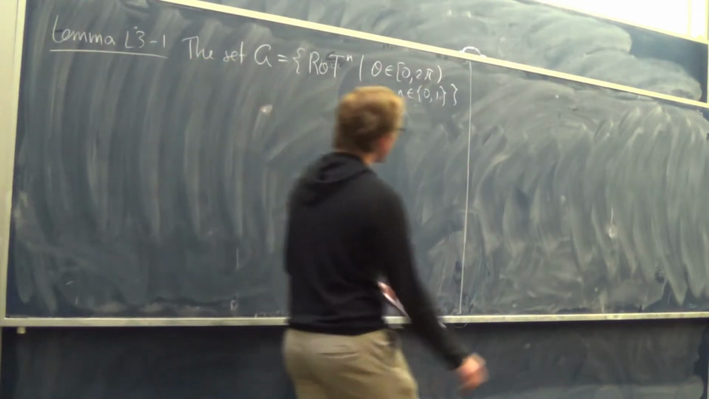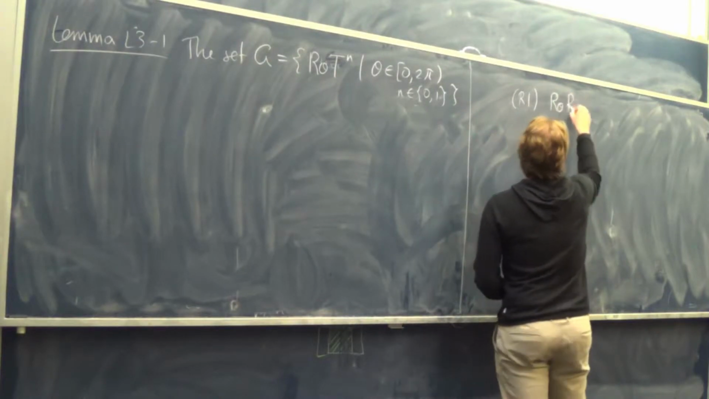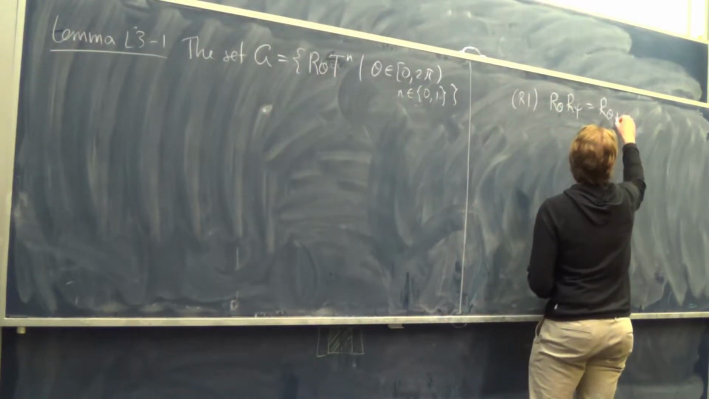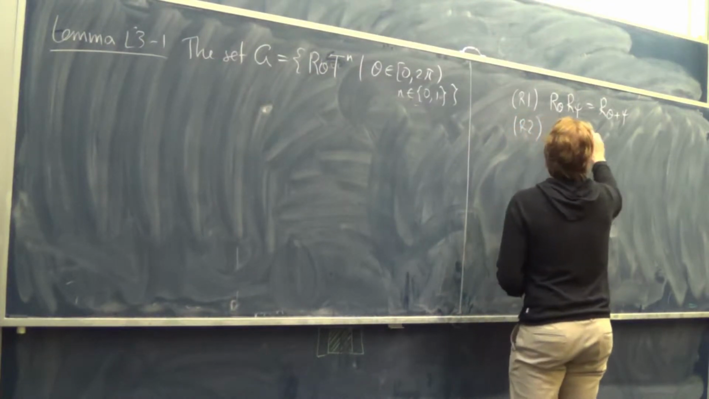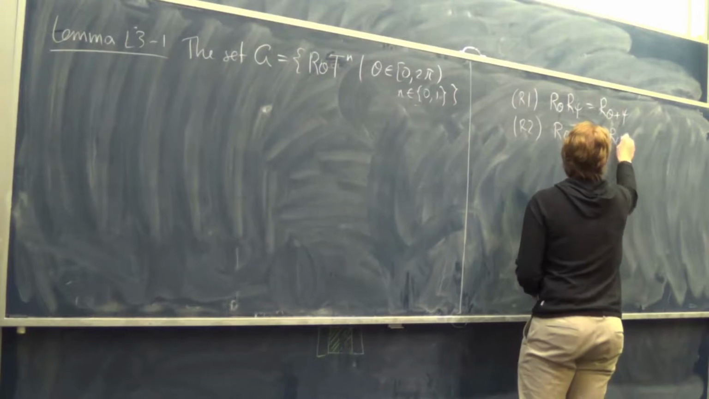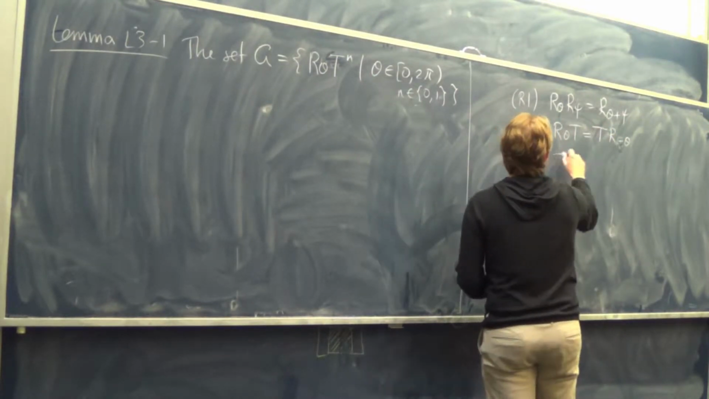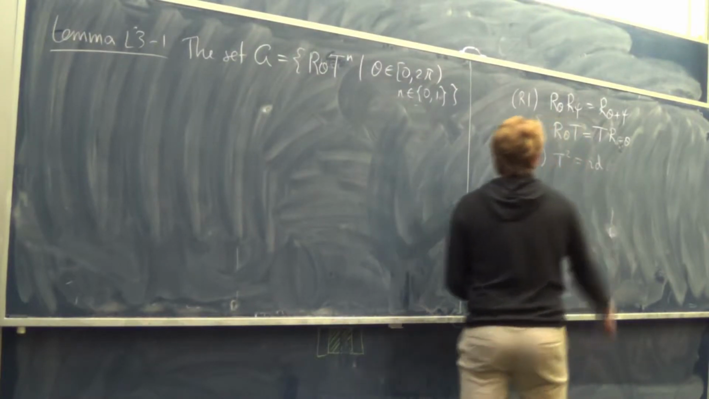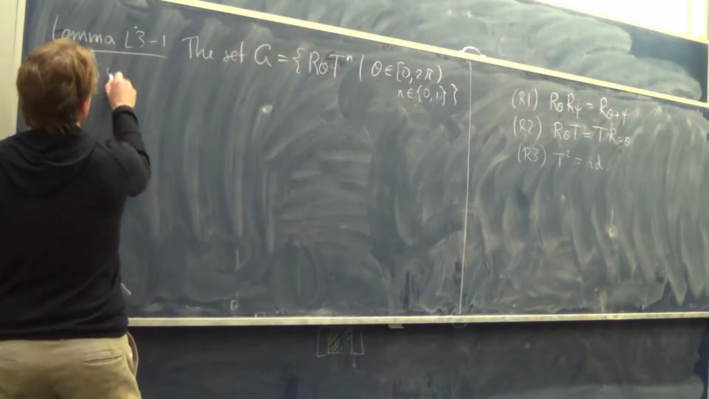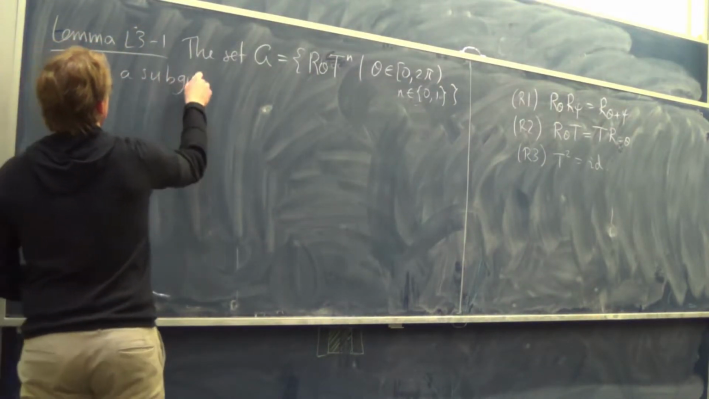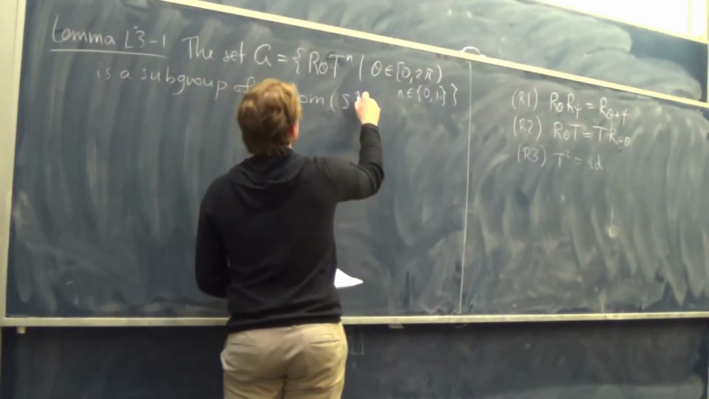Maybe I should write out the relations again briefly. Relations were products of rotations, seamless rotations. You can move a rotation through a reflection, so to speak, at the cost of getting a minus sign, and reflection squares to the other. This is a subgroup of the group of isometries of a circle.